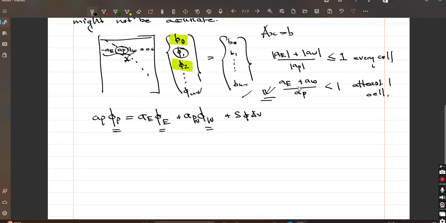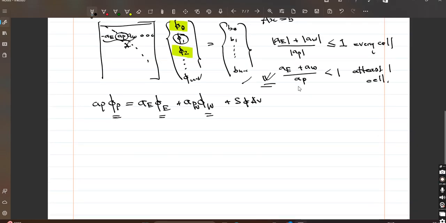Okay, so we have established the criterion for convergence. So if this Scarborough criteria is satisfied, then we will be left with a matrix which is diagonally dominant, right? By that we mean the sum of the magnitudes of all the off-diagonal entries should always be less than or equal to AP. Alright?